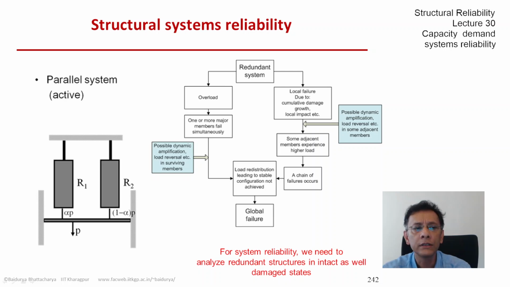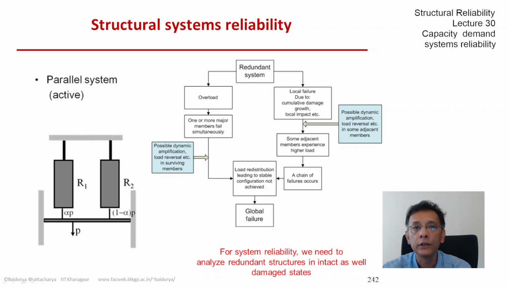So even for this very simple system, we see that once partial failure occurs, once a member fails, it is not completely straightforward what happens. We have to take into account how the surviving structure behaves, and that in turn needs to take into account what sort of material behavior the members have. So we are going to look at this in the next few slides.